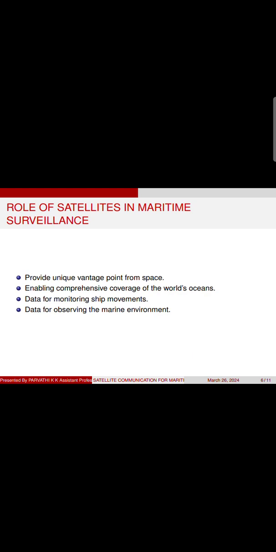The role of satellites in maritime surveillance. The satellite data used for MDA can generally be divided into two categories: data for monitoring ship movements, and data for observing the maritime environment, such as weather and oceanographic conditions. Satellites have revolutionized maritime surveillance by offering holistic solutions to these challenges. They provide a unique vantage point from space, enabling comprehensive coverage of the world's oceans, using various types of satellites including LEO, GEO and MEO.